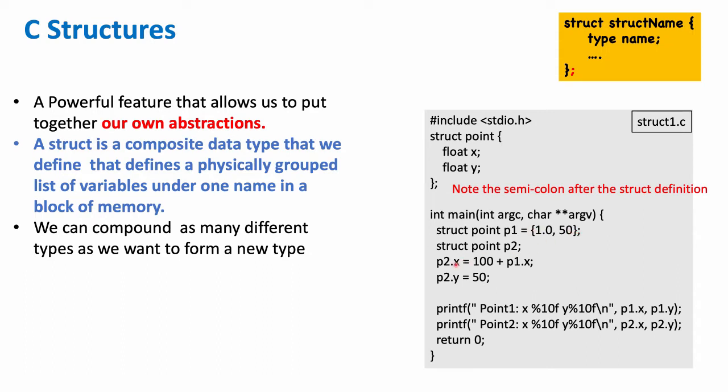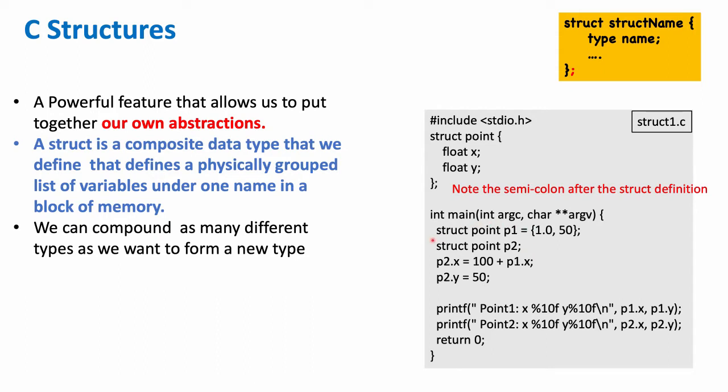If, on the other hand, we can do the initialization again outside by just using the dot. P2.X, P2.Y refers to the X and Y variables inside the structure. And then finally we can do a printf of the 2 points. Again, P1.X, P1.Y.